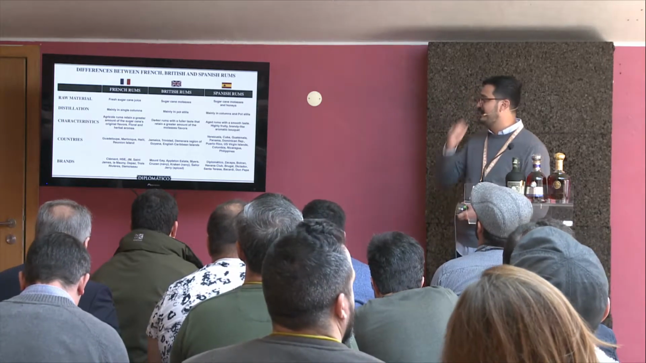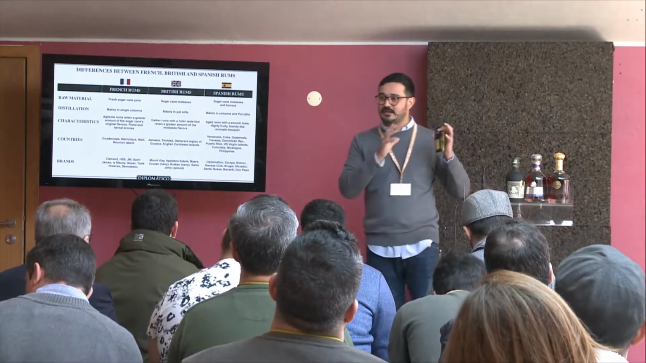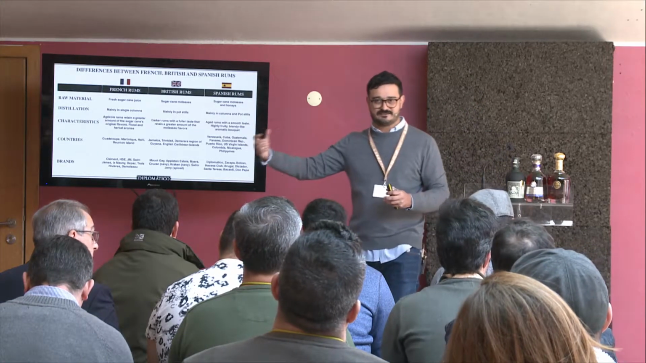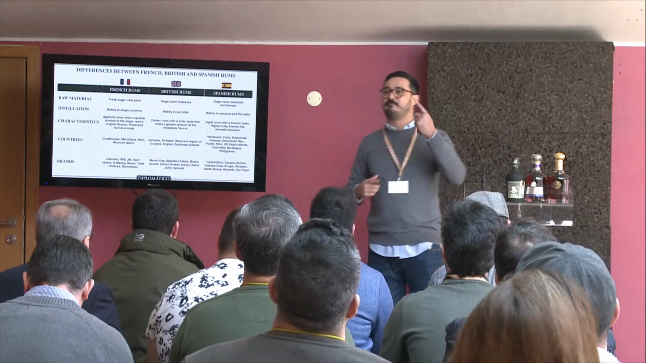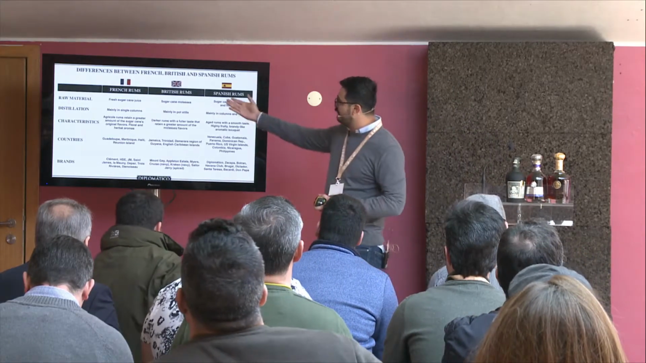And you have mainly single columns. That is specifically made from the sugarcane juice. The sugarcane juice is what you have before you heat it and produce the molasses to produce sugar. That is one step before the whole process of rum. Then you have the British one.